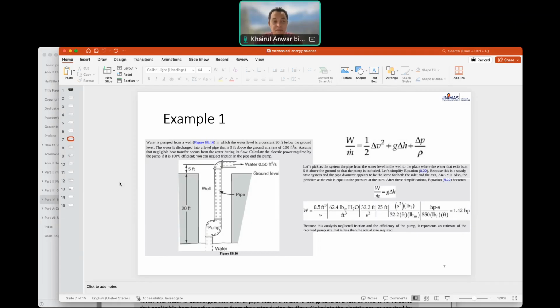So the problem statement: water is pumped from a well, figure E8.16, in which the water level is a constant 20 feet below the ground level. The water is discharged into a pipe that is 5 feet above the ground at a rate of 0.5 cubic feet per second. Assume that negligible heat transfer occurs from the water during its flow. Calculate the electric power required by the pump if it is 100% efficient. You can neglect friction in the pipe and the pump.